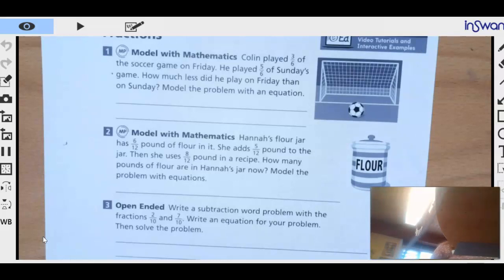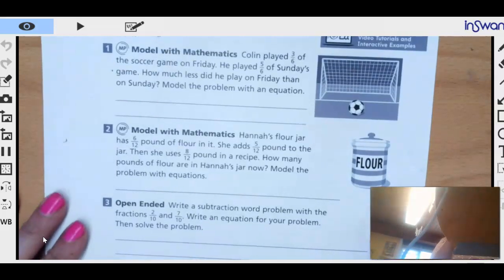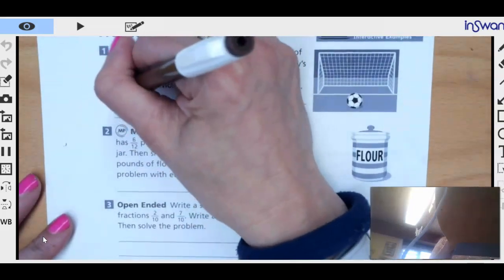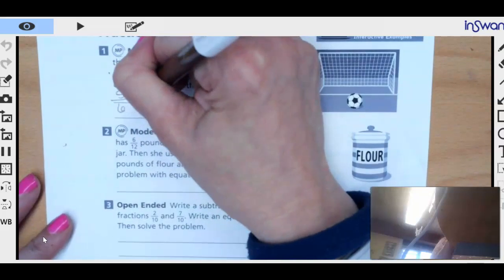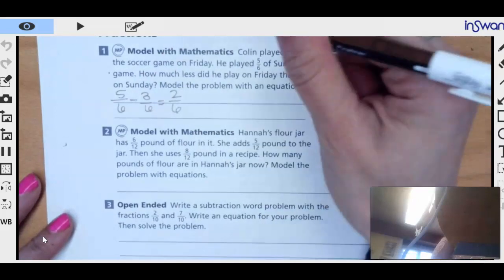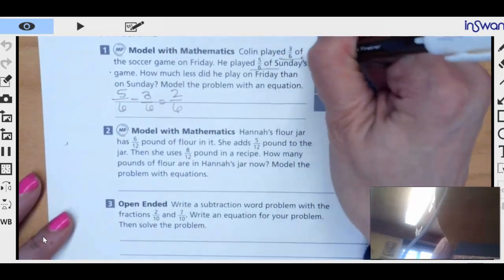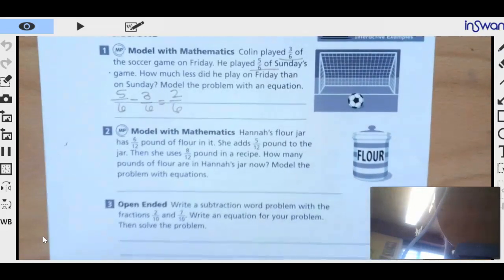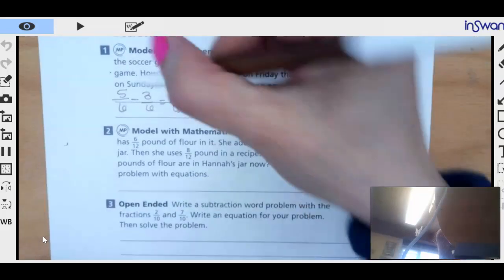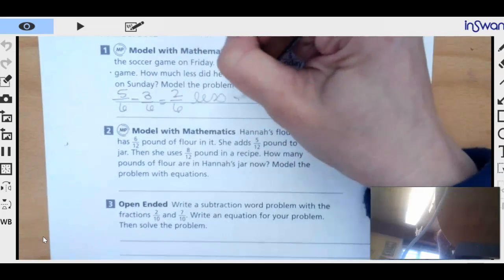How would we write the equation, Sky? How are we going to write the equation for number 1? 5/6 subtract 3/6. Try to the answer. Sure. 2/6. Okay, do you see how she figured that out? She used the information from here and here. Yep. We're taking 5/6 and we're subtracting 3/6 equals 2/6. And what's our label? Less time played, right?